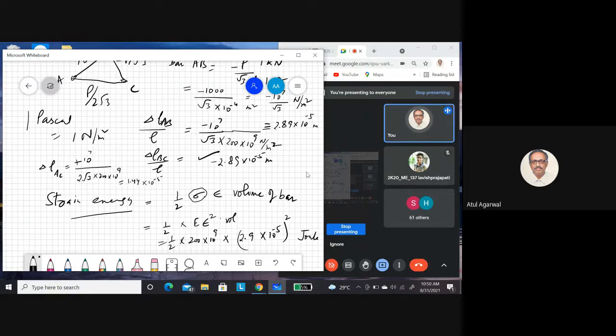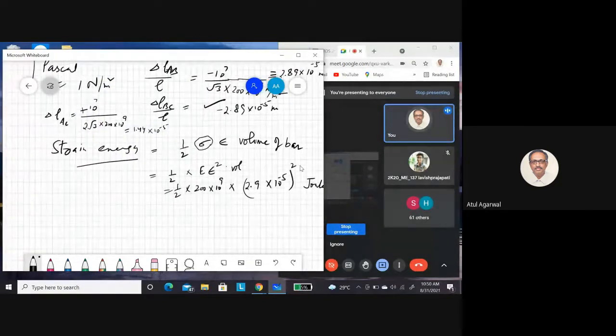Also you have to multiply it with the volume. Length is 1 meter. Area of cross section I told you is 10 power minus 4 meter square. So overall you have got the answer in joules. So this energy is stored in bar AB. Similarly in bar BC also, the same energy.